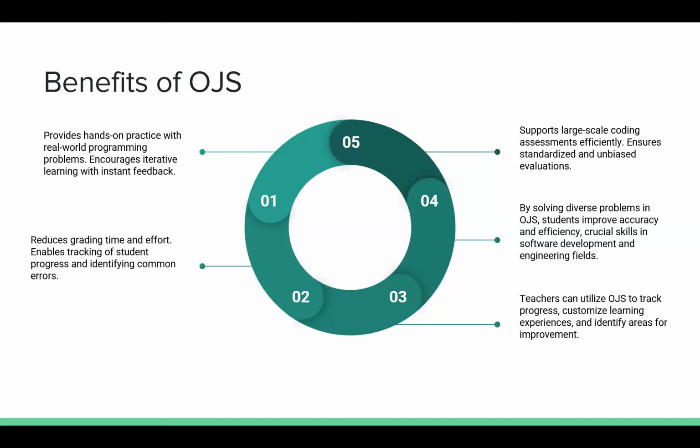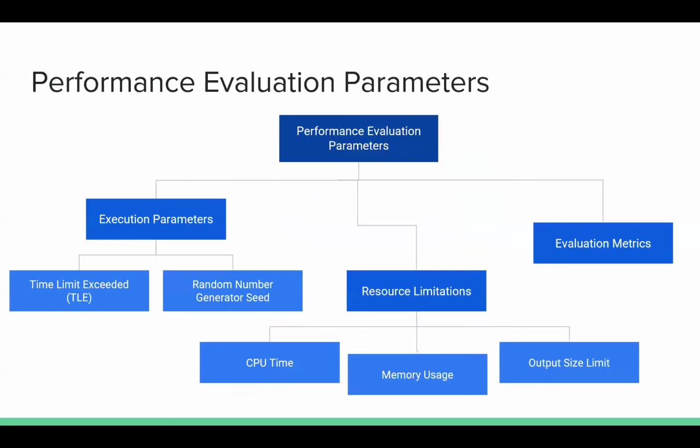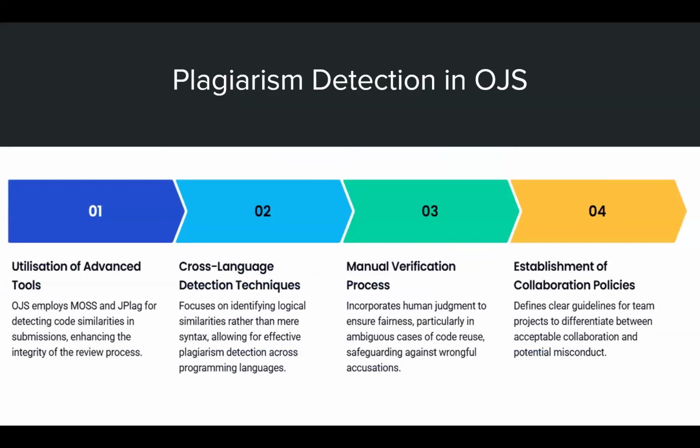Teachers can also use OJS to track the progress of the students and identify areas of improvement. These are the performance evaluation parameters which are used in the OJS. It is dependent on the execution parameters like the TLE, time limit exceeded, and the random number generator seed, the resource limitations, which are the CPU time, memory usage, and the output size limit, and some evaluation metrics. One of the features of OJS is plagiarism detection.